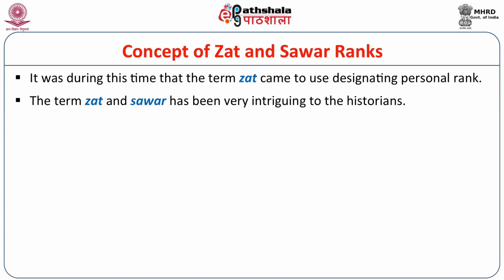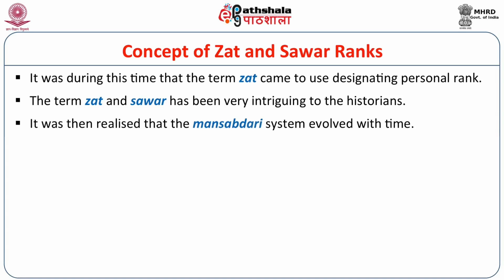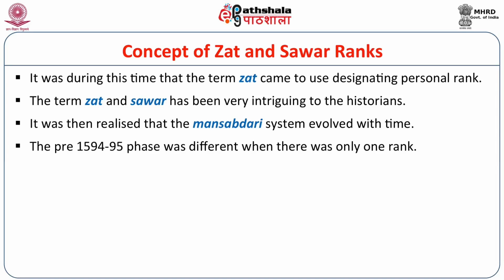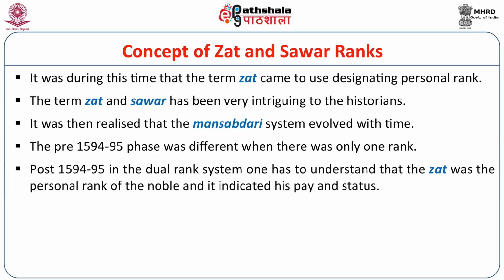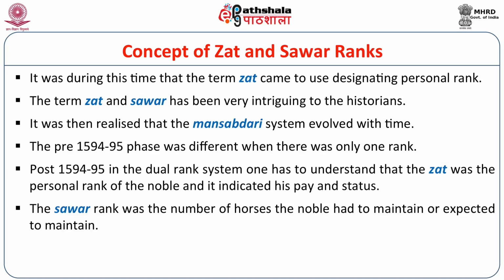The terms Zat and Sawar have been very intriguing to historians. It was then realized that the Mansabdari system evolved with time. The pre-1594-95 phase was different, when there was only one rank. Post 94-95, in the dual rank system, one has to understand that the Zat was a personal rank of the noble and indicated his pay and status. The Sawar rank was the number of horses the noble had to maintain or was expected to maintain.